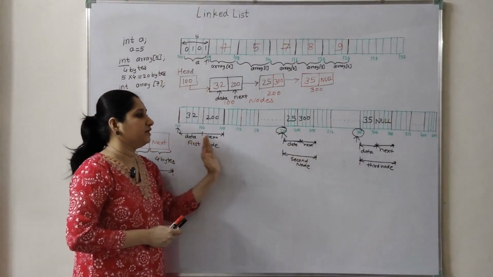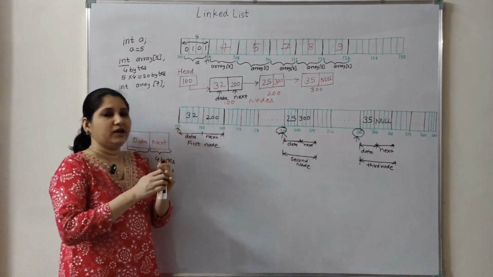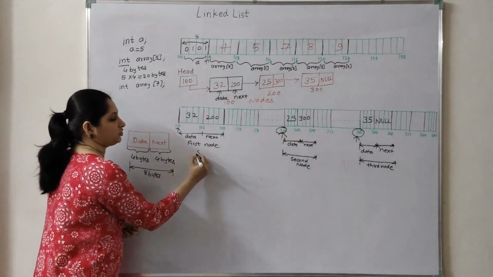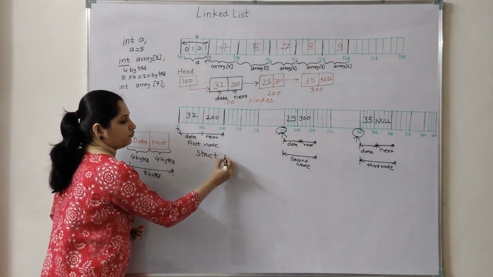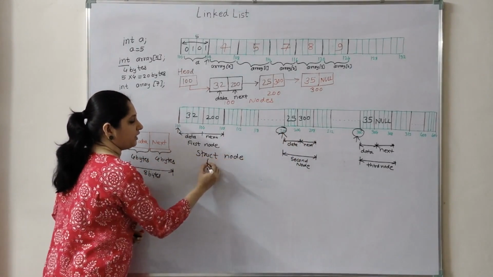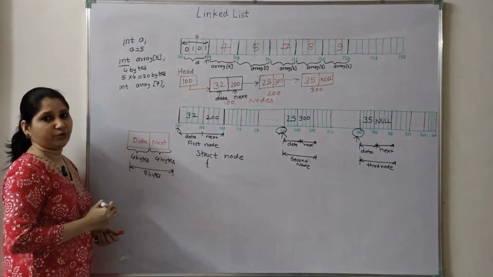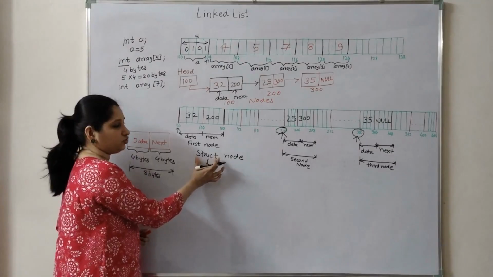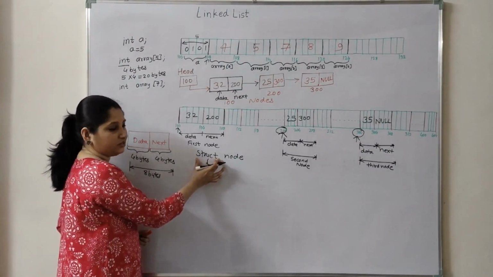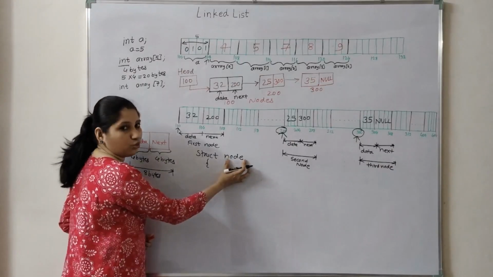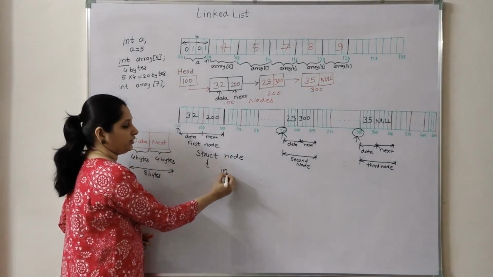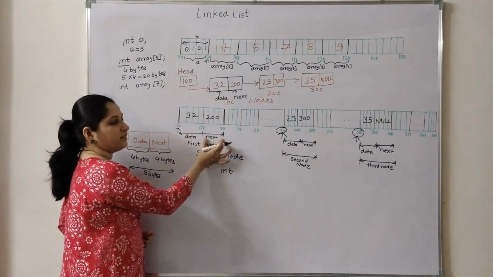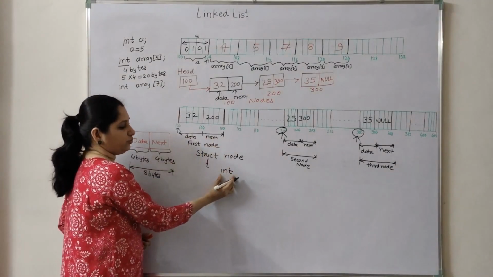So in case of a linked list, we have a collection of nodes, and you have to declare a structure variable for taking the data as well as our next pointer. So how do you maintain this in a structure variable? First of all, you have to write the struct keyword, then node, and after that you take the data part and next part.